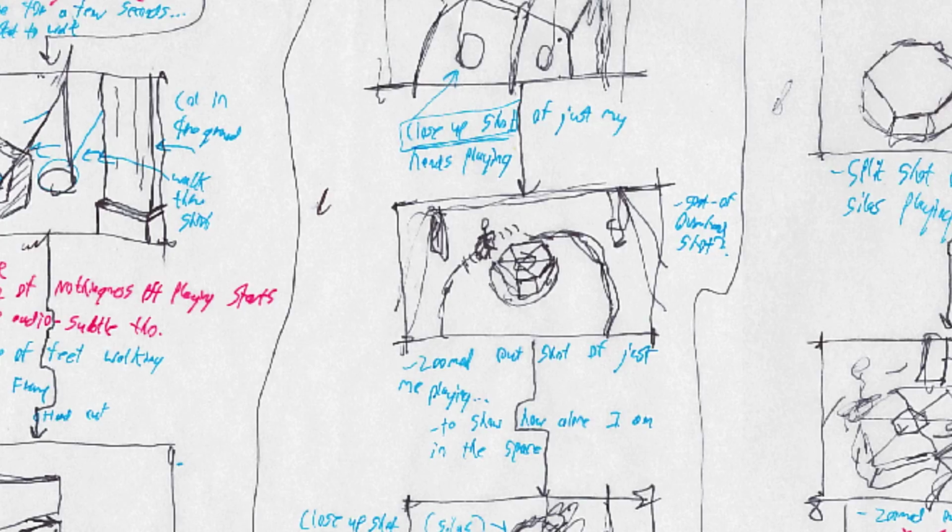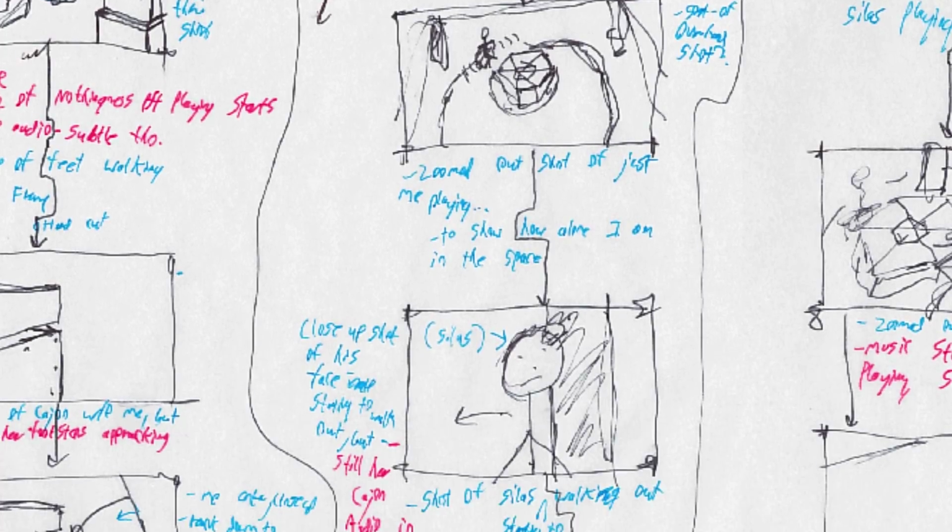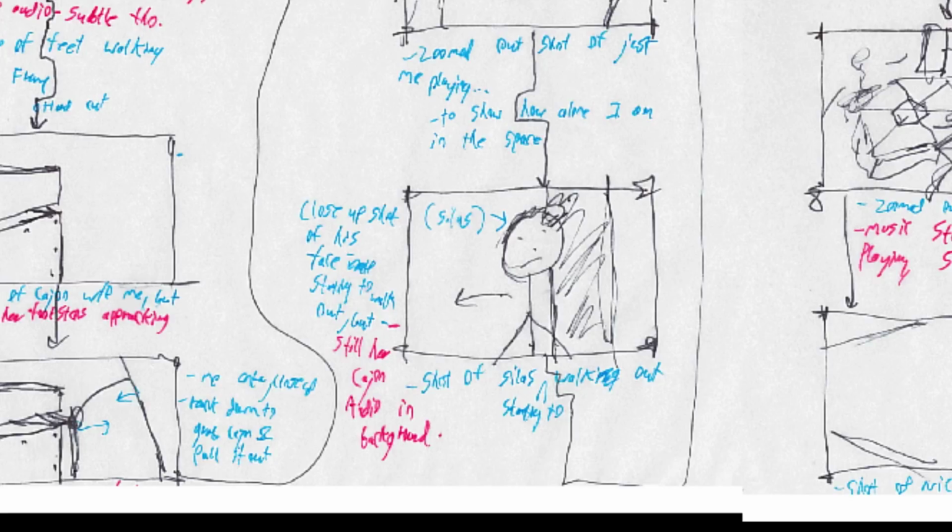Show how I'm alone in the space, is what I wrote. Next up is Silas. So maybe the close-up shot of Silas standing by the edge, by the column, waiting to come in, or starting to walk out. But here, you can still hear the cajon here. Maybe a little faded, maybe not.